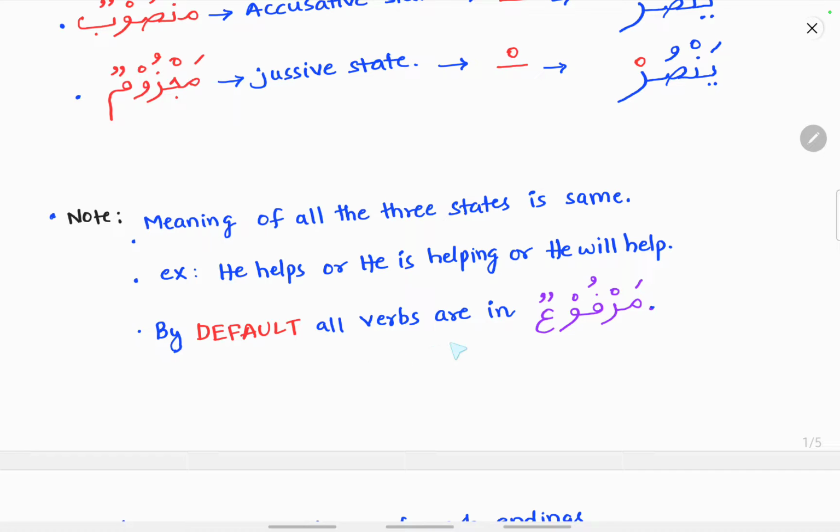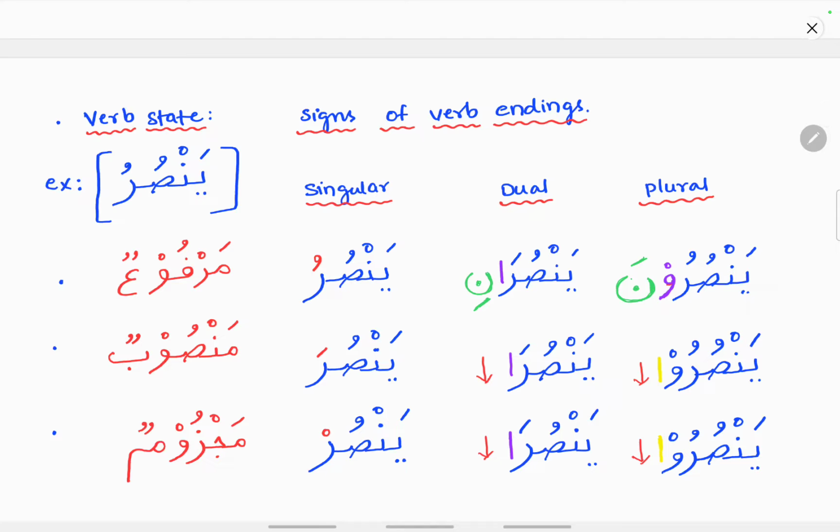By default, all the verbs are in the marfu state. Then what is the use of i'rab when all three states show the same meaning? You will understand that in the sentences. Now coming to the verb state, which state it is, and the signs of the verb endings.